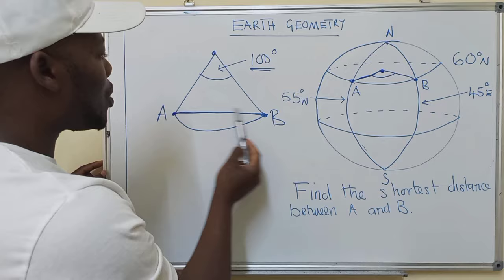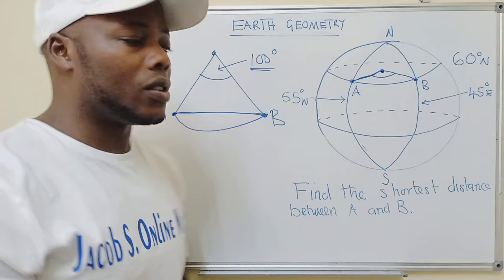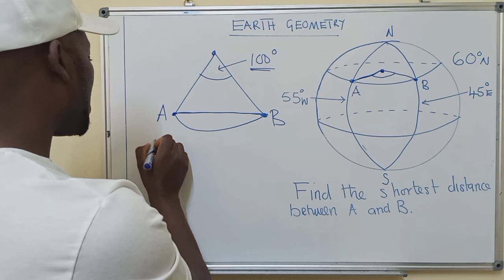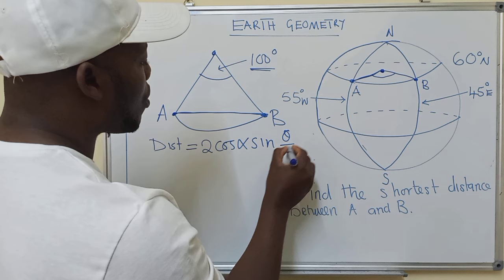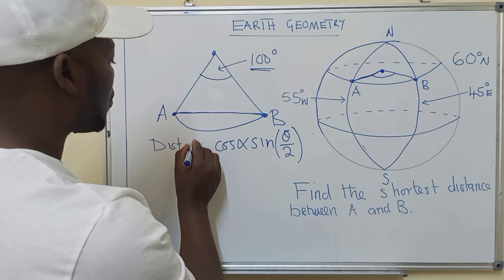Remember, I said we can use two ways. The first way will be the formula way. The formula will be like this. Distance is equal to 2 cos alpha sine theta over 2. Actually, here there must be R. So this is the formula right here.